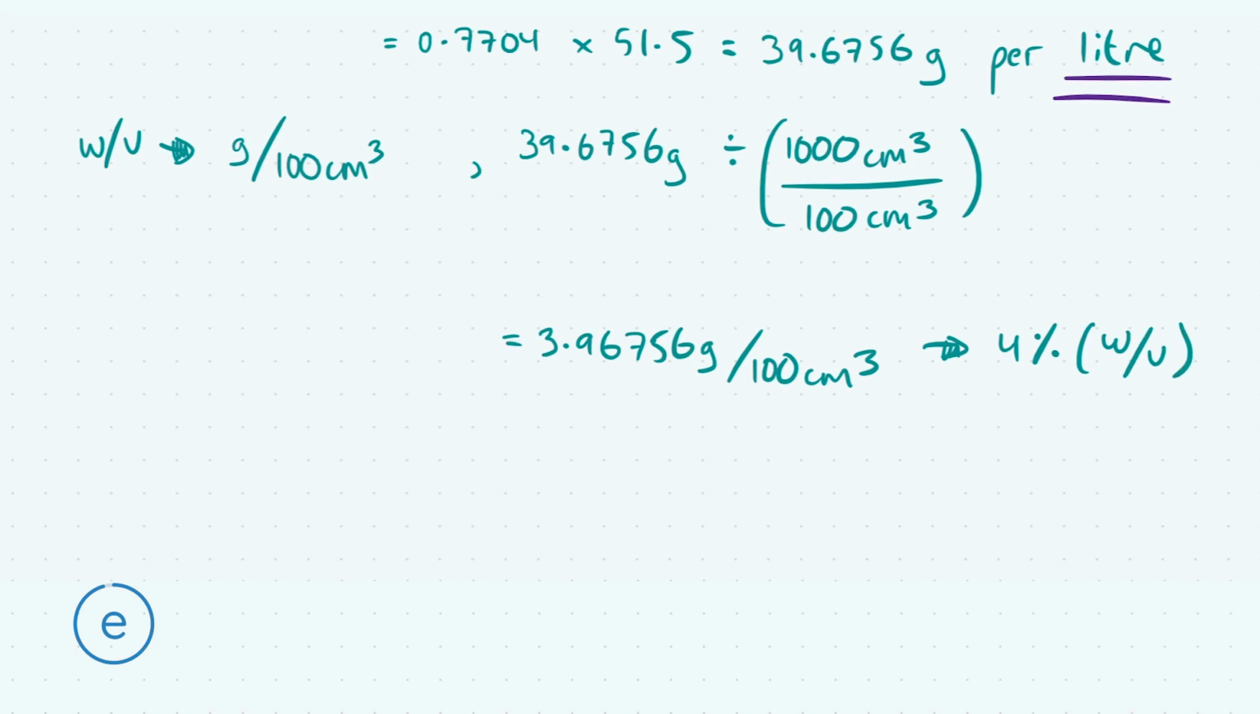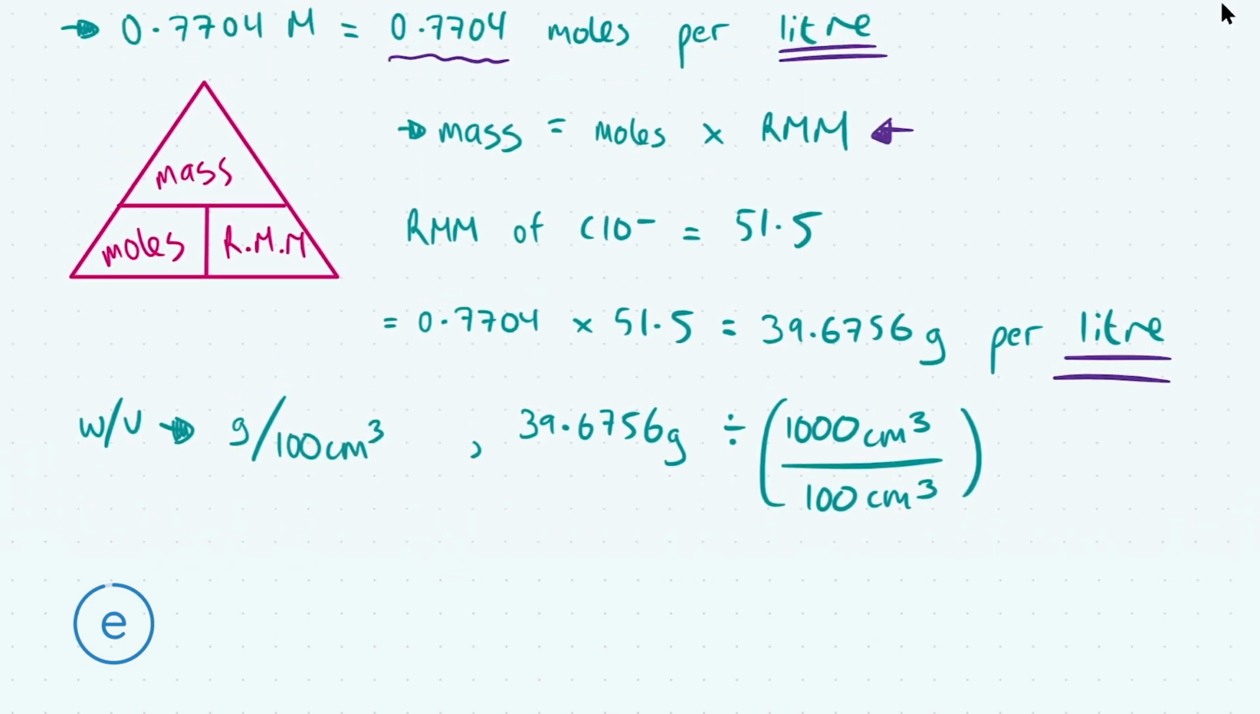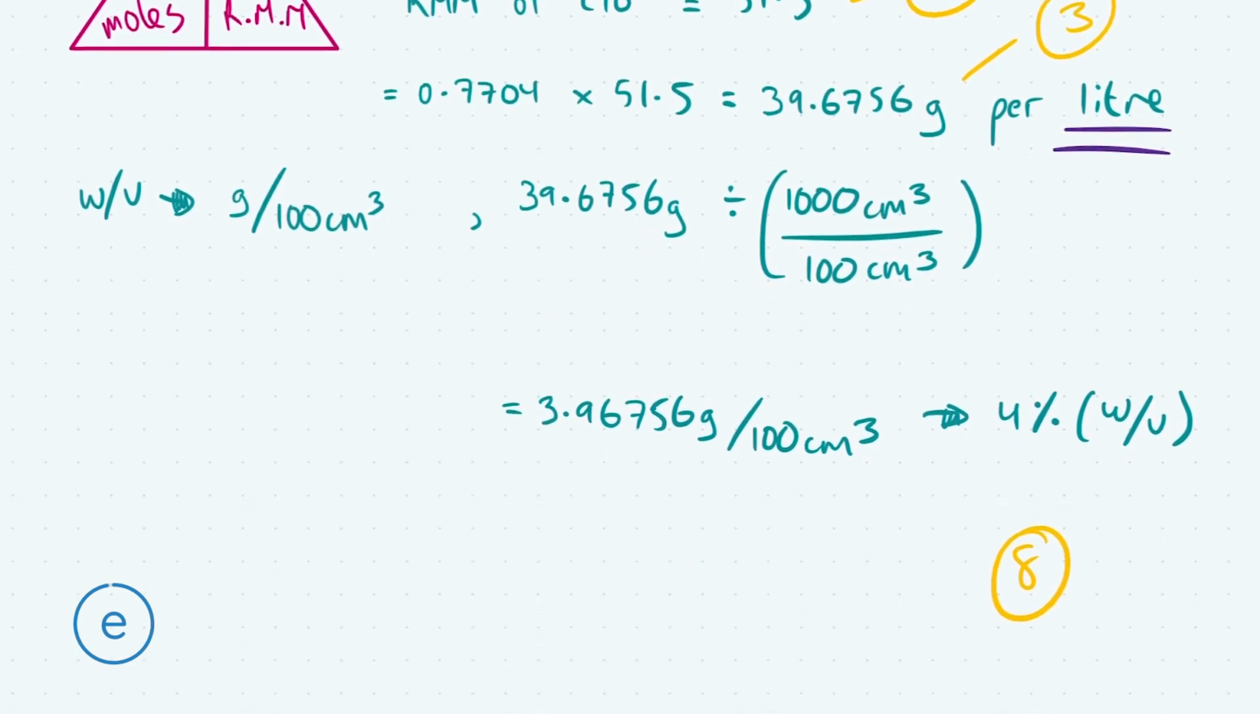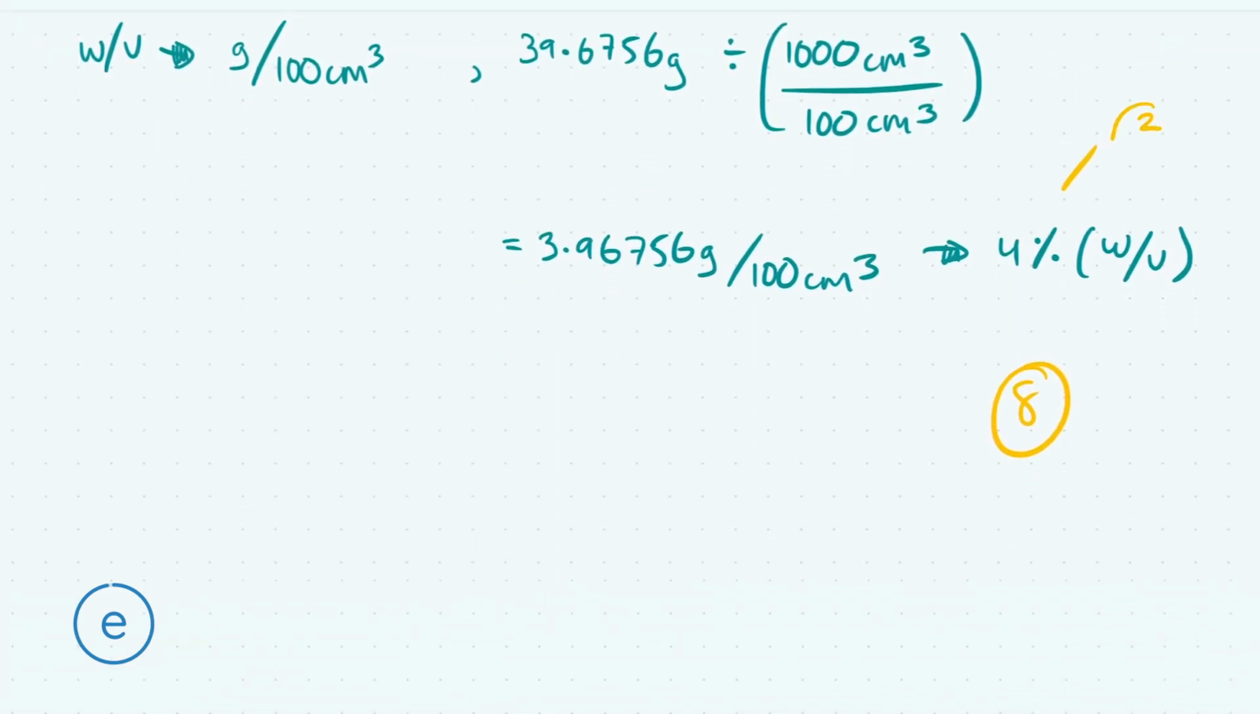The breakdown of marks for this question goes as follows. There was a grand total of 8 marks available. You got your first 3 marks for correctly identifying and using your volumetric analysis triangle, and then finding the relative molecular mass of the chloride ion. Your second 3 marks go to actually finding the mass per liter. So in this case, you get 3 marks for saying that the mass per liter of the solution was 39.6756 grams. And ultimately, you get your last 2 marks for getting your answer. In this case, it's 4% weight per volume, and that's just because we're rounding to the nearest whole number, and that'll give you your total of 8 marks.